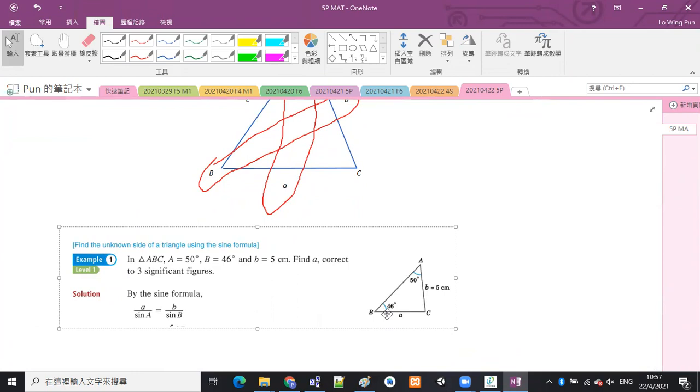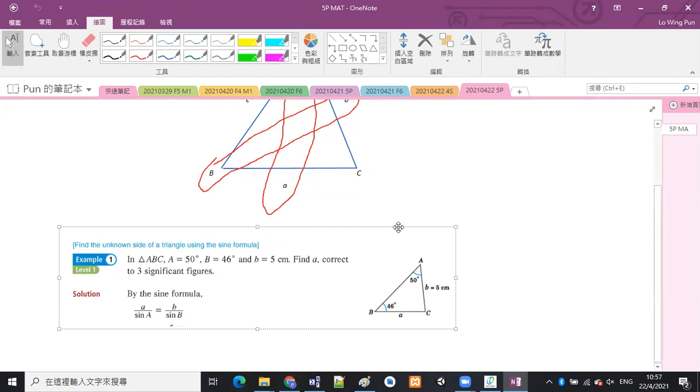So example 1. In triangle ABC, this capital A means angle A. When I write this myself, I include the angle symbol, and I wouldn't just write the letter A. This book doesn't write the angle symbol, which is not so good, okay? I would write angle A is equal to 50 degrees, angle B is 46 degrees, and this one is length B. Length B is 5 cm, and then find the length A correct to 3 s.f. It's okay. So what shall we do here?